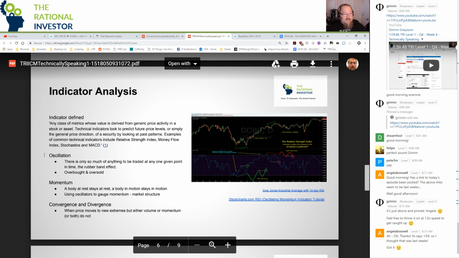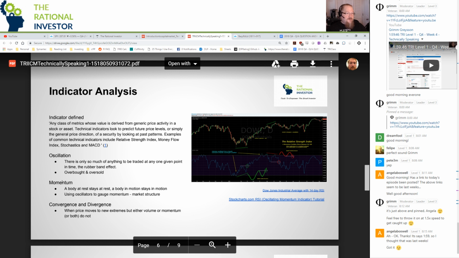And so when we look at oscillation, which a lot of these are oscillating, not all of them, but a lot of these are oscillating indicators. There's only so much of anything that can be traded at any given point in time, so we have kind of this rubber band effect. It gets bought, and it has to come down. It gets oversold, it's got to come back up, right?